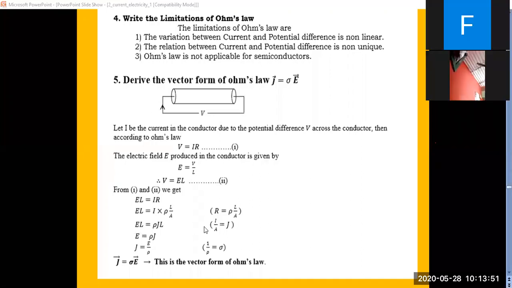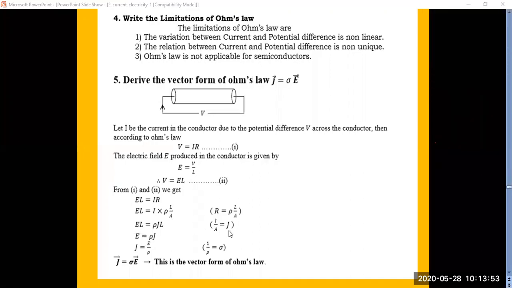This I by A is nothing but J. J is called the current density. Current density is current divided by the area of cross section. That is called the current density. So observe this carefully. I divided by A will become J. Rho as it is, you will write.